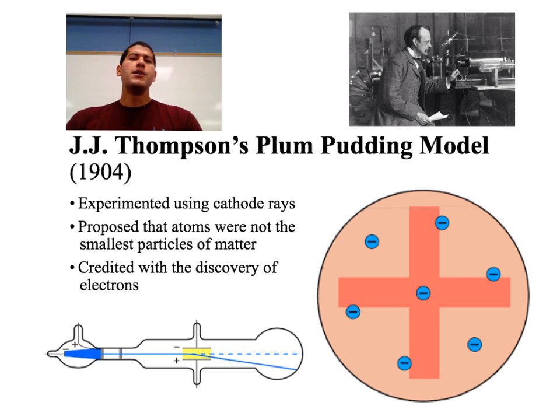J.J. Thomson knew cathode rays were made of particles that had mass, but they couldn't be made of atoms. He was able to calculate that they must have a much tinier mass than atoms, that they must be even smaller, or subatomic. So Thomson was credited with the discovery of the first subatomic particle, the electron.